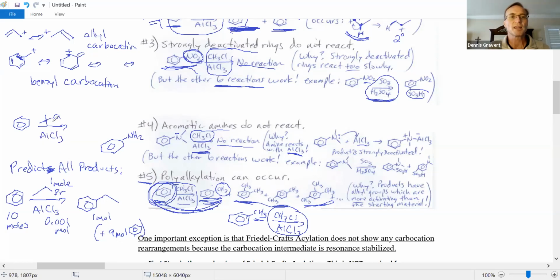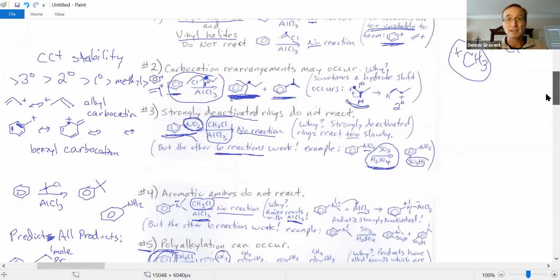This is a tertiary halide, so it's not going to rearrange. Yay. And then what's the product? We're not going to worry about polyalkylation. We'll just say that's the major product. Cool. Okay, we talked about all the limitations for Friedel-Crafts alkylation. Well, the ones that make sense also apply to Friedel-Crafts acylation.